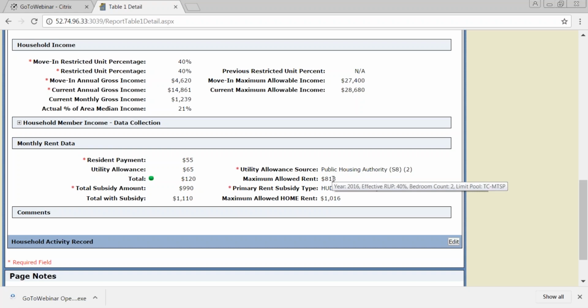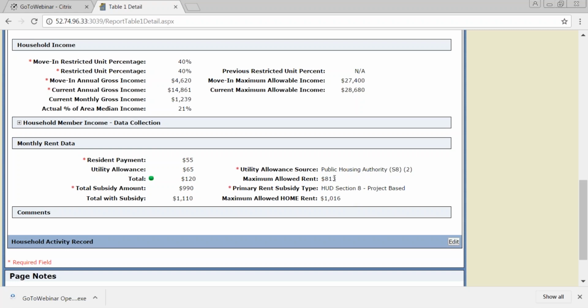In most cases, the standard maximum allowed rent is going to be more restrictive than the home rent. If the unit has both home funding and tax credit funding, you will always have to use the most restrictive rent. And same goes if it's a home unit and a tax credit unit and it has city or county funds. The applicable rent is the most restrictive of all of those involved.